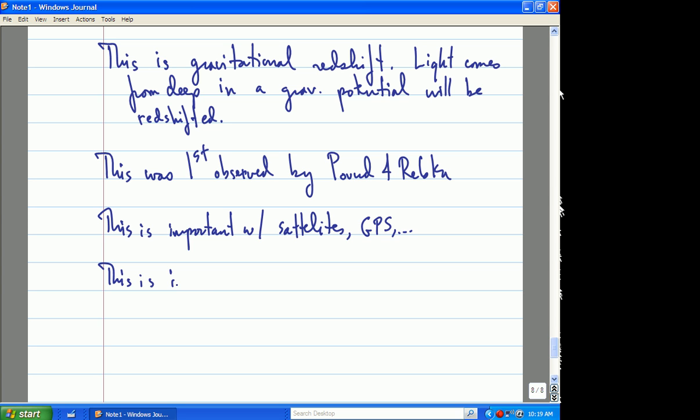As we will see, probably not next week, but the following week when we begin our discussion of cosmology, light from the early universe is highly redshifted. Essentially, when we view galaxies billions and billions of light years away, we're viewing them as if they were deep inside a gravitational potential well. Now, this gravitational potential well does arise because there's a giant gravitational object out there.